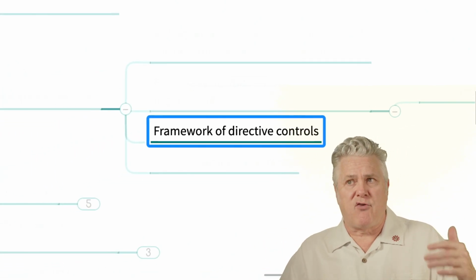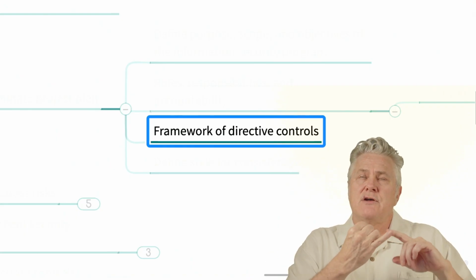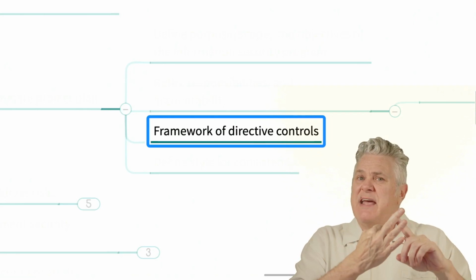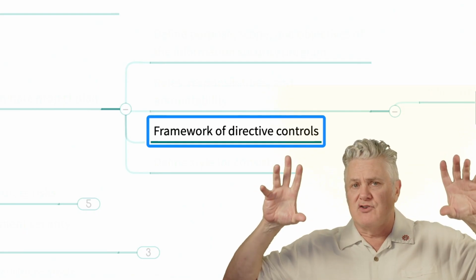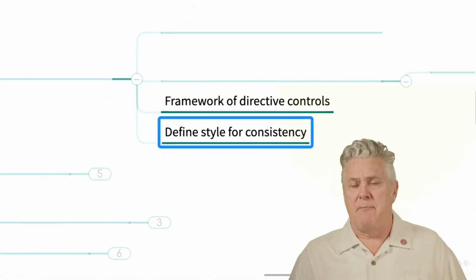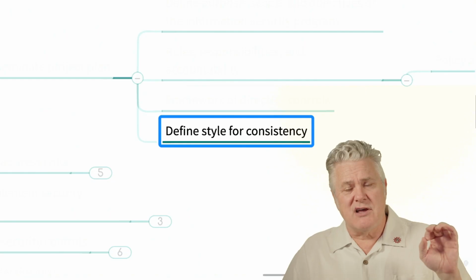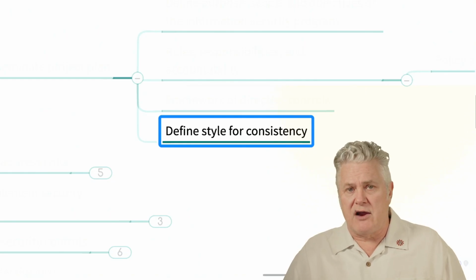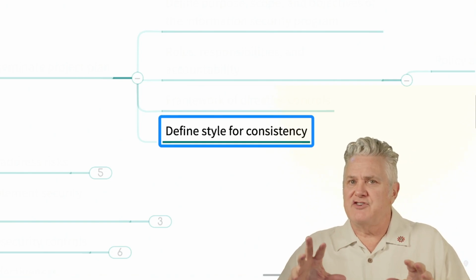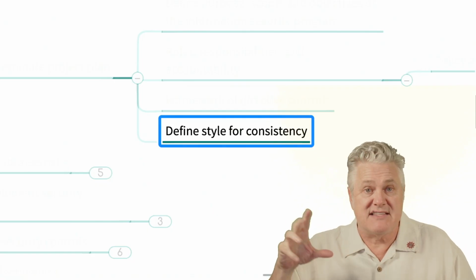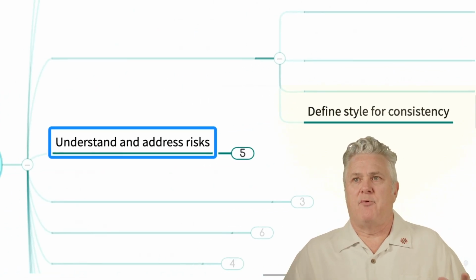Now we're going to create a framework of our directive controls. Remember, directive controls are going to be policies, procedures, baselines, guidelines, standards, maybe even best practices. For all those directive controls that we have, we're going to create a framework. Going back to that English major for a moment, we're going to define styles of consistency that are going to work across our entire organization. This becomes a problem later on after we've gotten 2 or 3 revisions, and we revise and revise and revise, and it was written by different people. Then it seems kind of disjointed at that point.